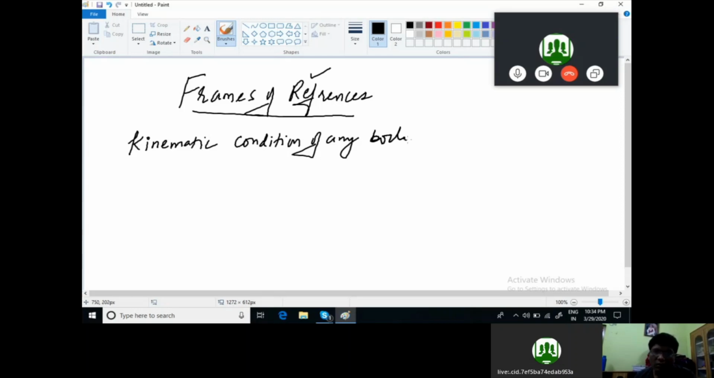That means, if any body is moving, and it is moving with constant velocity or with accelerated motion, how will we find that? We will find it with the help of the reference frame.